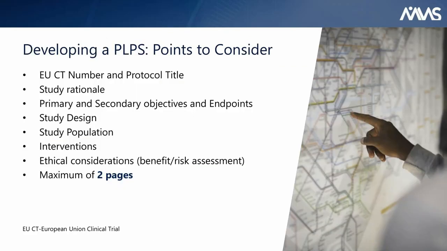Let's move on to the next slide, which mentions the points to consider for developing a PLPS. Sponsor should include the following information to be submitted with the clinical trial application according to Annex 1, P24. Sponsor should consider submitting a synopsis that's understandable to a layperson. It should be a maximum of 2 pages, which should include the following points: EU CT number and protocol title, study rationale, primary and secondary objectives and endpoints, study design, study population, interventions, ethical considerations like benefit and risk assessment. Next slide, please.